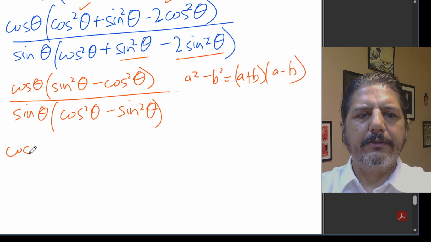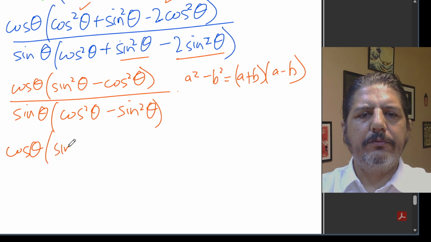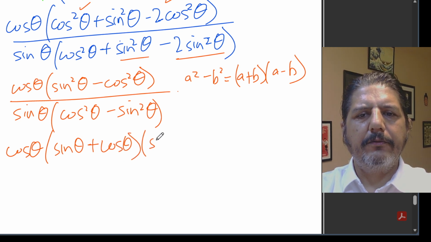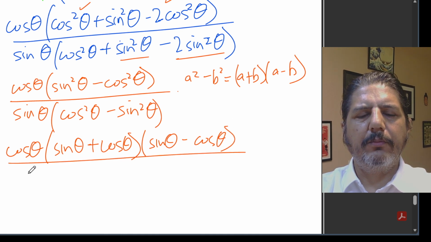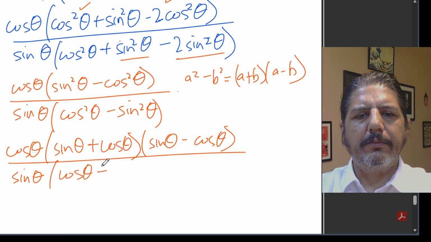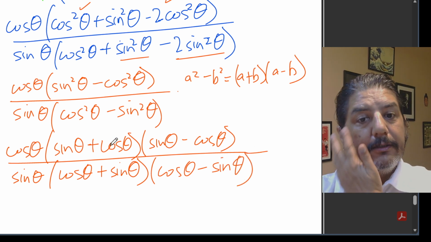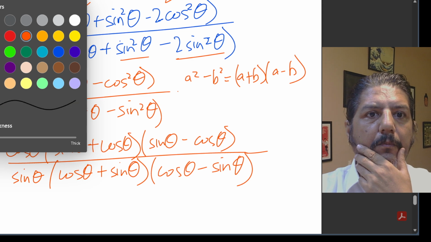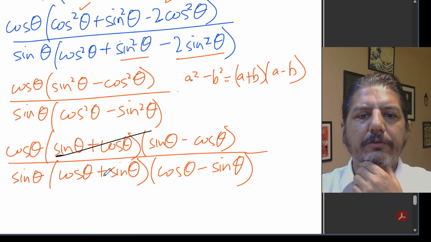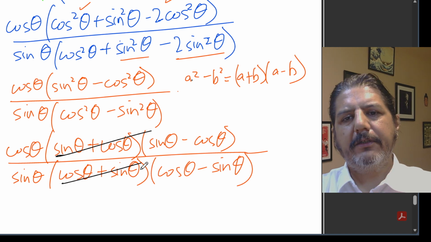So cos theta into (sin theta plus cos theta)(sin theta minus cos theta), whole upon sin theta (cos theta plus sin theta) multiplied by (cos theta minus sin theta). Now if you look carefully, this sin theta plus cos theta will cancel with this cos theta plus sin theta.